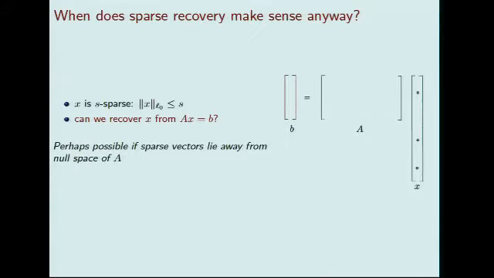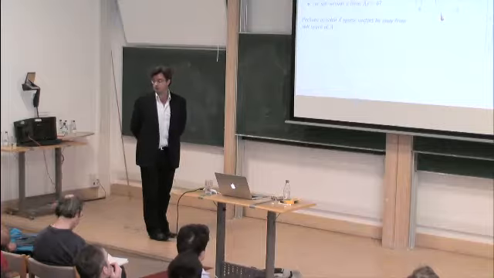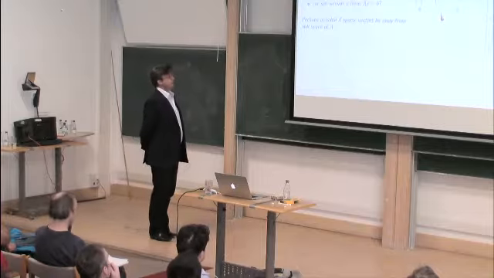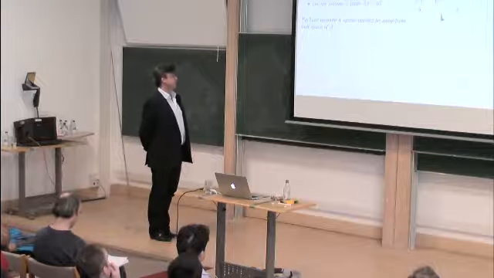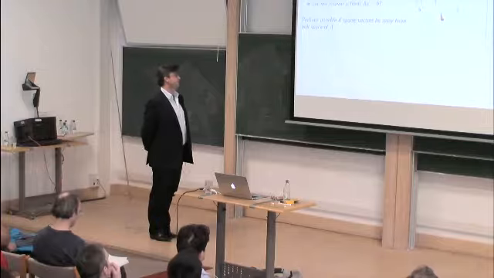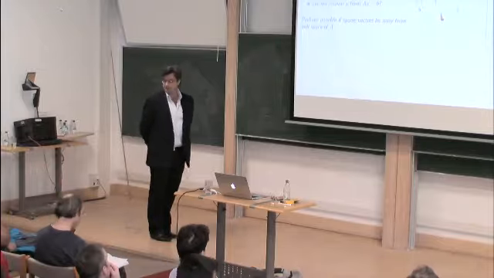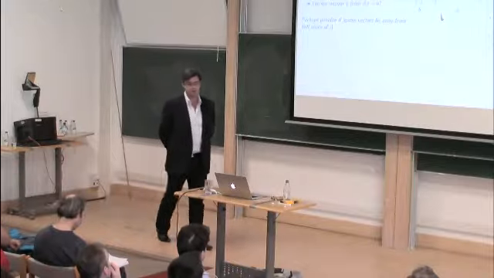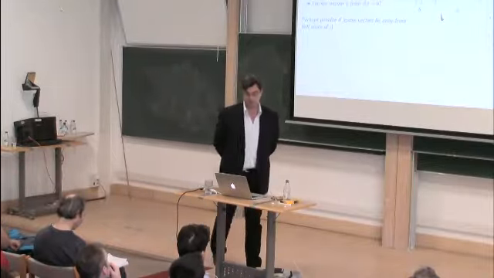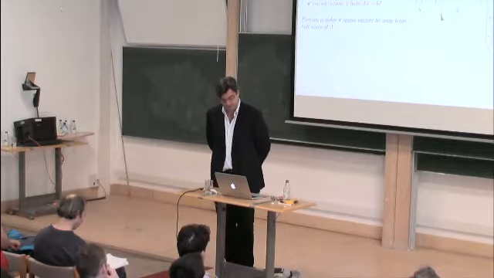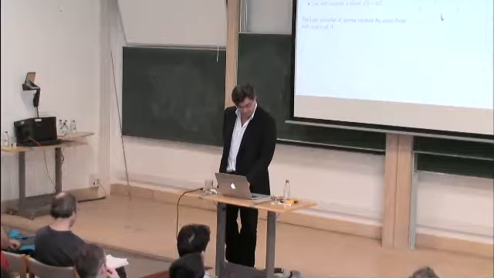Well, of course, for this to be able to do something intelligent, if the null space of A contains sparse vectors, that would be a bad thing. So perhaps it's not going to be possible for all A's, but maybe it's going to be possible if the sparse vectors lie away from the null space of A. Because of course, if I have sparse vectors in the null space of A, there's nothing I can do. Okay.